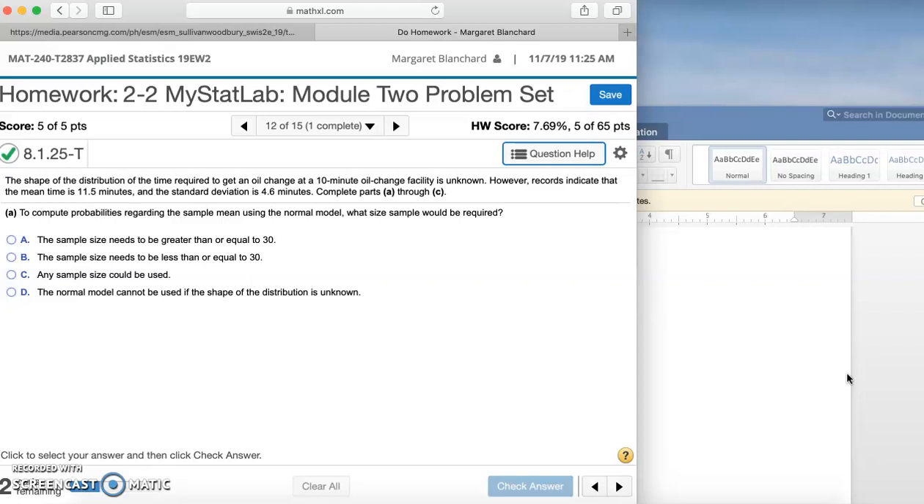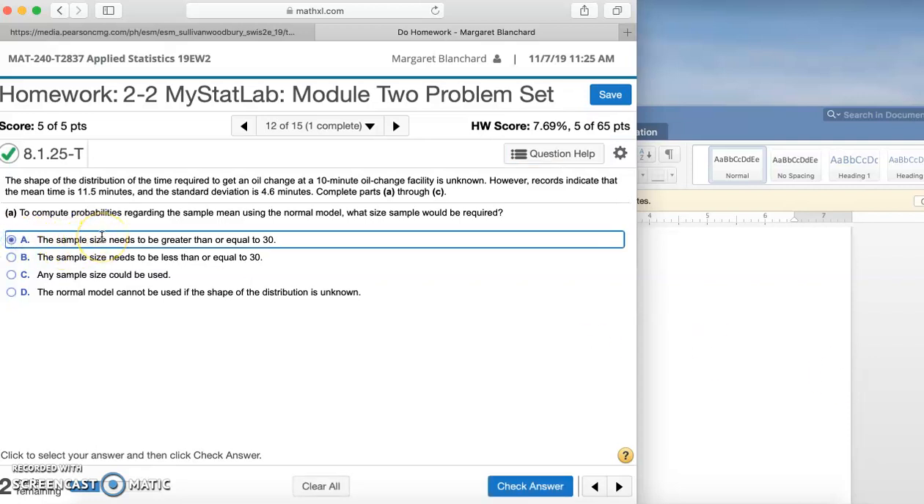To compute probabilities regarding the sample mean using the normal model, what size sample would be required? One of the things that we read about in the lesson this week is that it needs to be at least 30 for the sample model. So that tells us that the answer is A. The sample size needs to be greater than or equal to 30.